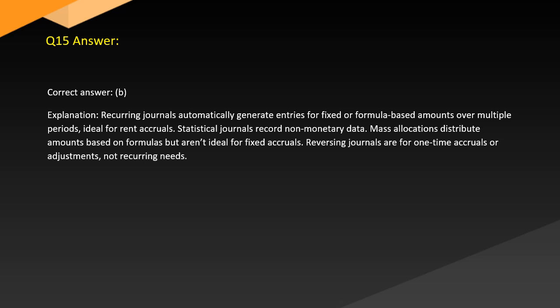Recurring journals automatically generate entries for fixed or formula-based amounts over multiple periods, ideal for rent accruals. Statistical journals record non-monetary data. Mass allocations distribute amounts based on formulas but aren't ideal for fixed accruals. Reversing journals are for one-time accruals or adjustments, not recurring needs.